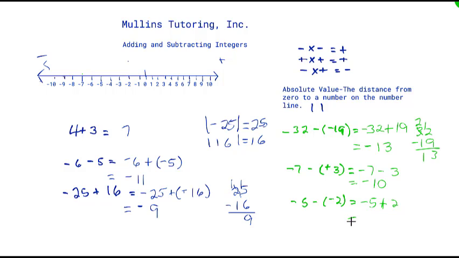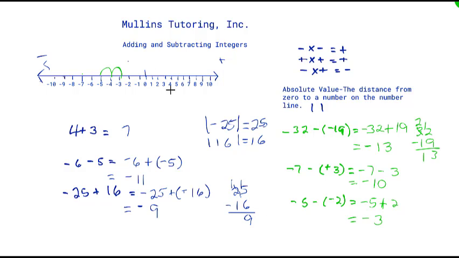and that tells me I'm going to have a negative answer. So let's start at negative 5. Now when we have a positive number, we are going to go towards the positive side, which means we're going to go up. So we'll go 1, 2, so negative 5 plus 2 is negative 3.